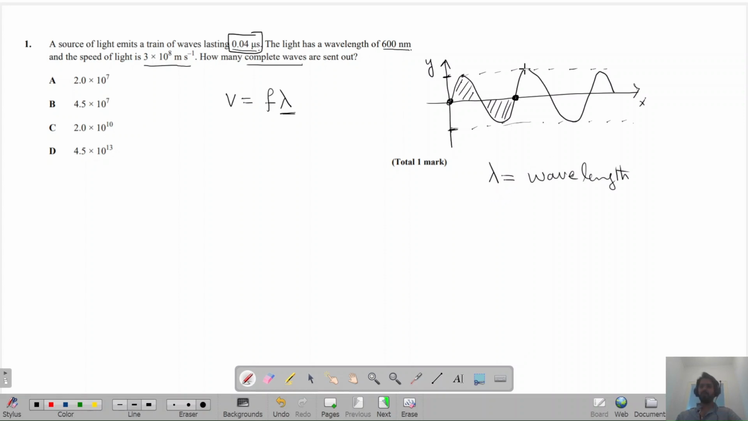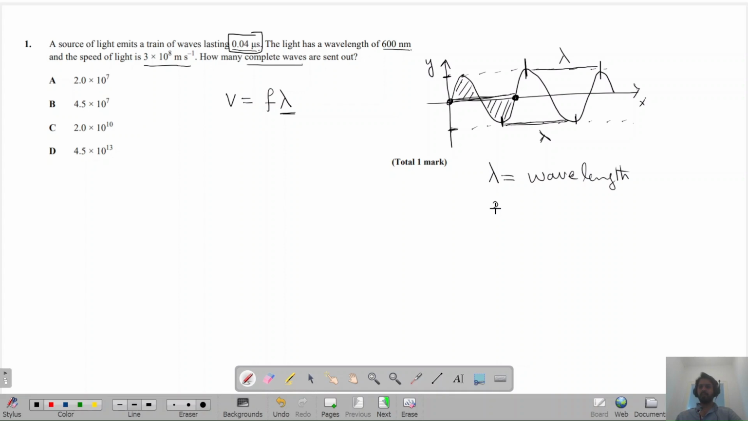On the other hand, if you're starting, for example, let's say here at this point, one complete wavelength will be the distance between these 2 points. So this is also wavelength lambda. This is also wavelength lambda. And you can also measure the wavelength from this point to this point. So all of these are the same lengths, and this is called wavelength lambda.